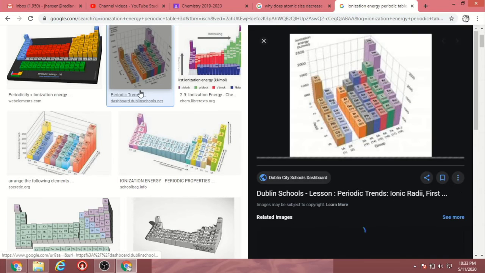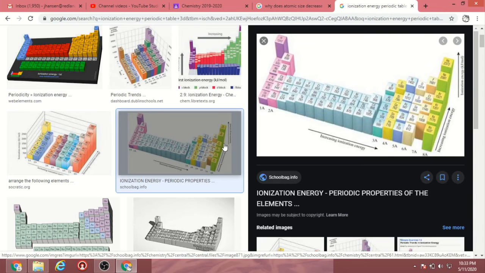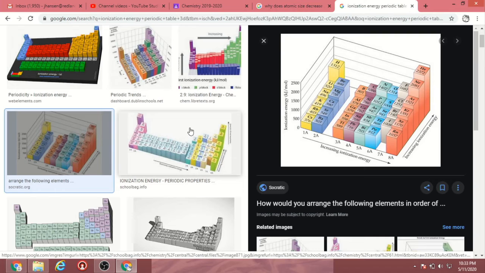So I kind of like these 3D charts like this. They're really neat. I have a lab I do with straws, and you guys cut straws based on these numbers. The numbers are in kilojoules per mole. So it takes 1681 kilojoules per mole to remove an electron from fluorine. It takes 376 kilojoules of energy per mole of cesium to remove an electron.